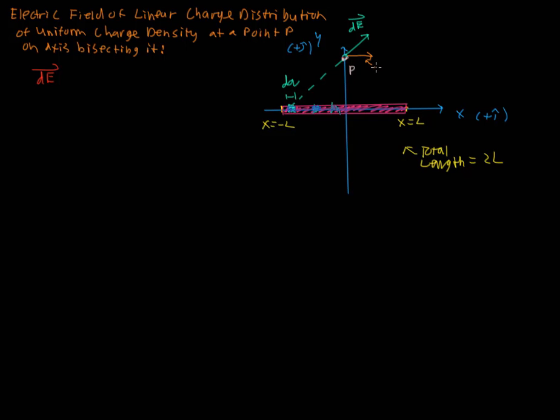So this right here is dEx. It's the x component. If we're going to write this in terms of components, this is the general strategy: we start by considering an infinitesimal vector due to an infinitesimal amount of charge, and then we break it up into components, and then we try to integrate each component over the entire length.